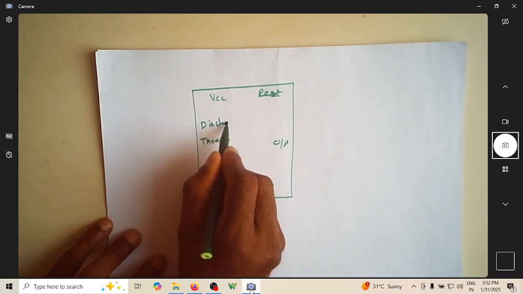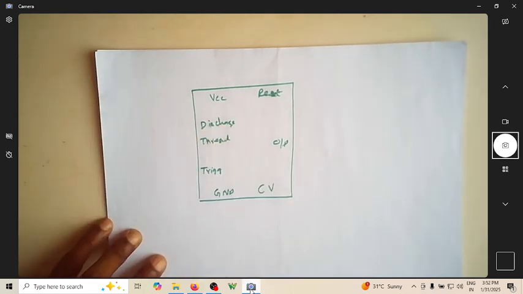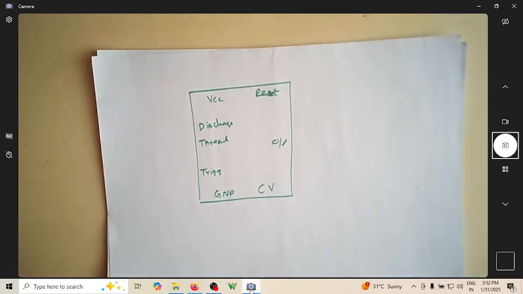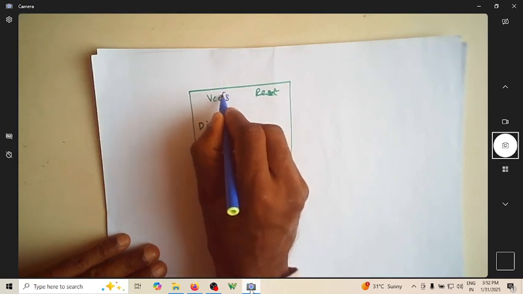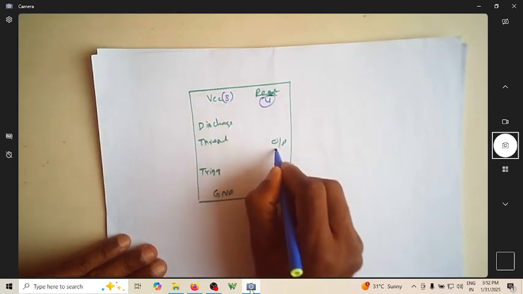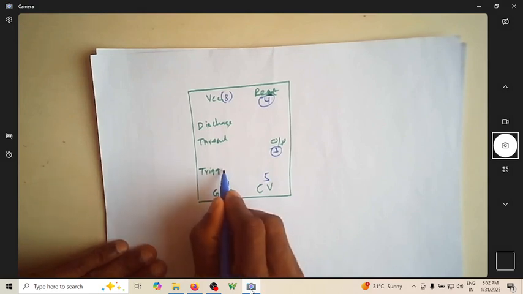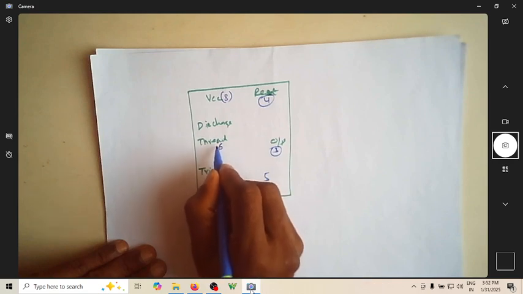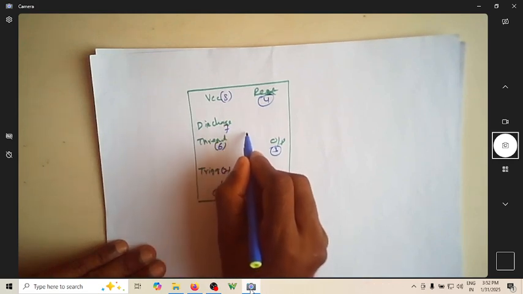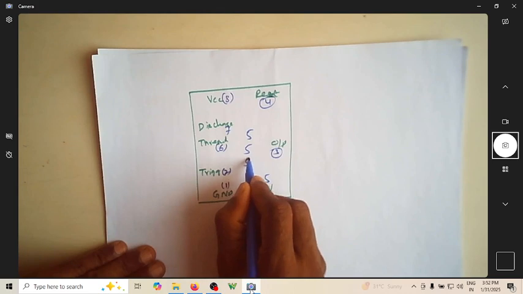If you want to write the pin numbers, this is pin number 8, pin number 4, pin number 3, pin number 5. This is pin number 1, pin number 2, this is pin number 6, this is pin number 7. This is a 555 pin.